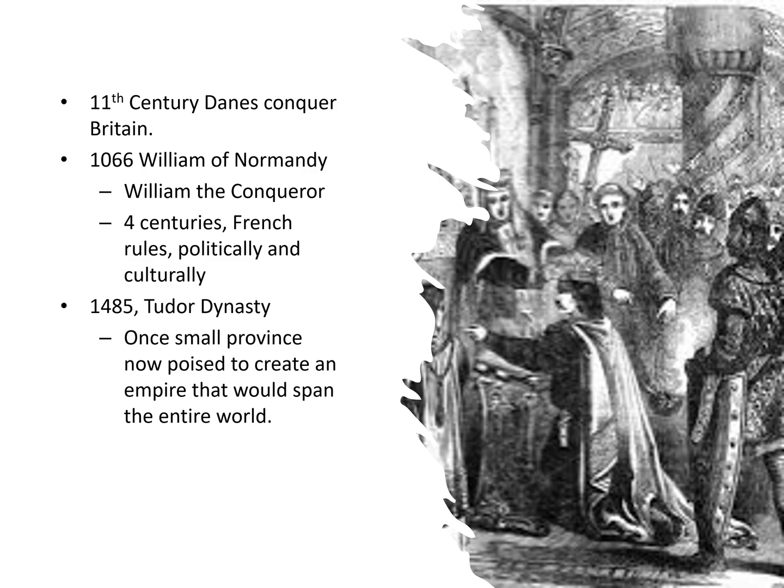1485, we have the beginning of the Tudor dynasty. And it's one small province now poised to create an empire that would span the entire world. This is where we get King Henry VIII, and from then on we have descendants of the Tudor dynasty ruling England.